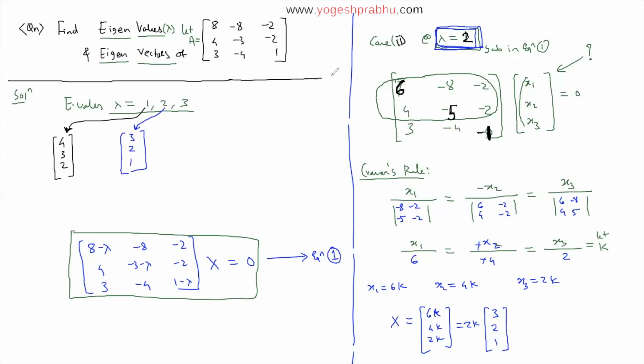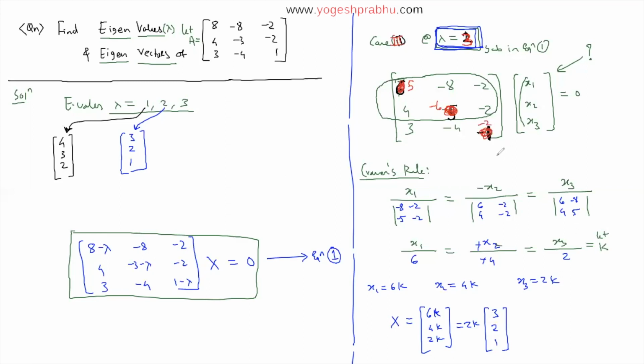Now in case 3, of course, we will take the next lambda, and lambda is equal to 3. Let me modify this more. If I have lambda equal to 3, that will be case 3. When I say lambda is 3, 8 minus 3, now this number will be 5. And minus 3 minus 3 is going to be minus 6. So this number will be minus 6, and 1 minus 3 is going to be minus 2. So this will be minus 2.